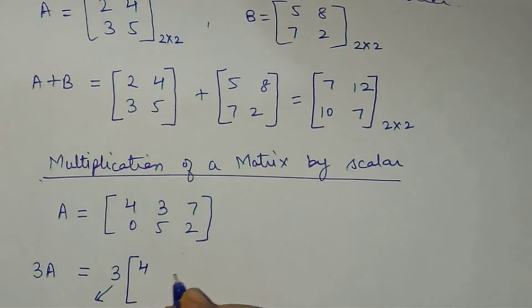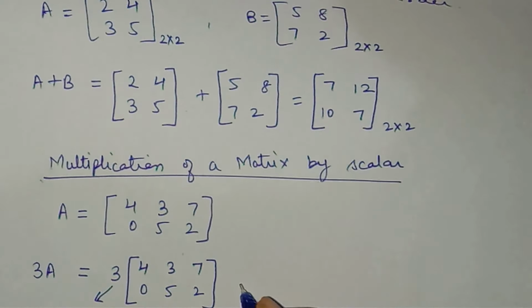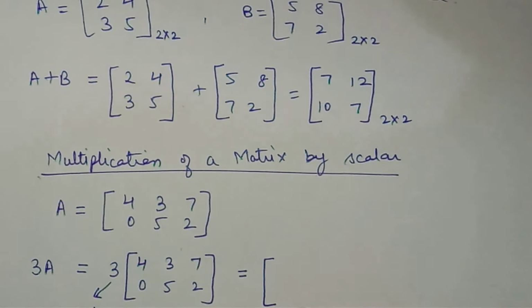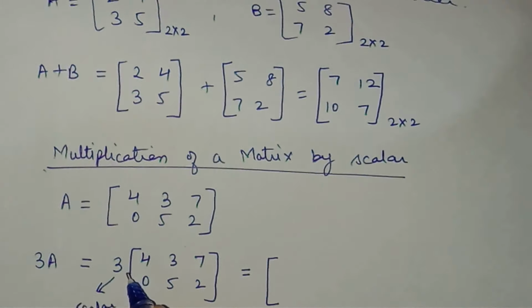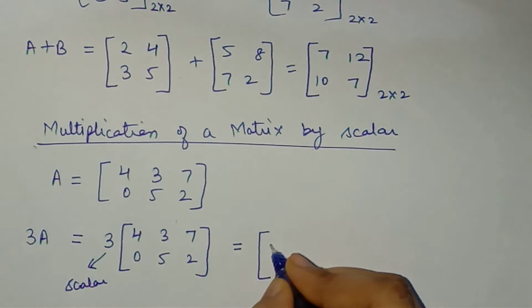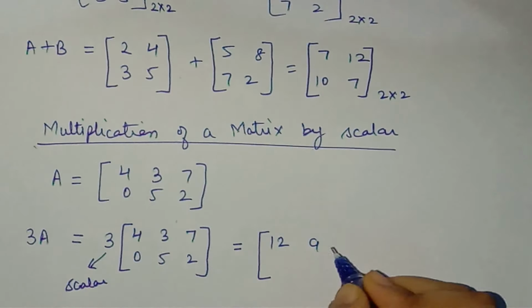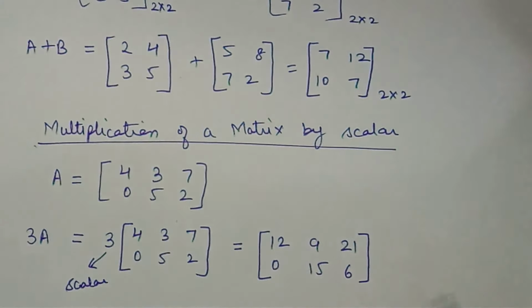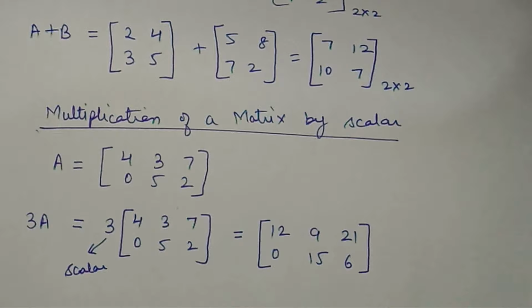And how can we multiply? To multiply a matrix by a scalar, you simply multiply each and every element of that matrix by this scalar. So this will be equal to multiplying 3 with 4, 12, 3 into 3 is 9, 7 into 3 is 21, 0 into 3 is 0, 15 and 6. So this is how you can multiply a matrix by a scalar.